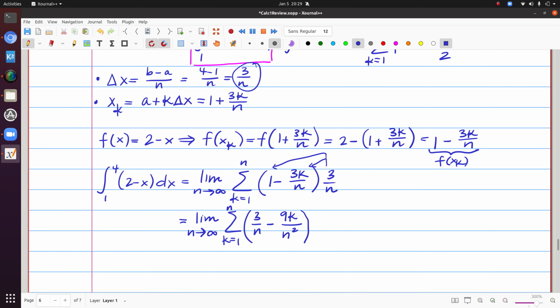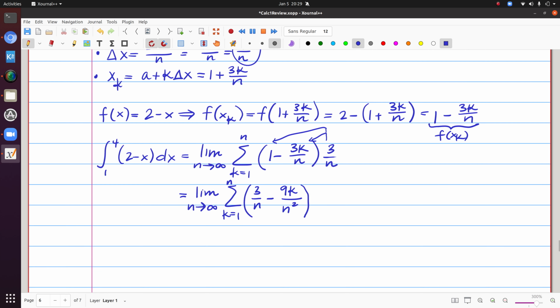And one thing that I'm going to do here is break this sigma notation into two. I have the sum here of 3 over n minus 9k over n squared. I'm going to write that as a difference of sums. So in particular, I'm going to take the sum of 3 over n minus the sum of 9k over n squared. Now, we're much closer to where we want to be.